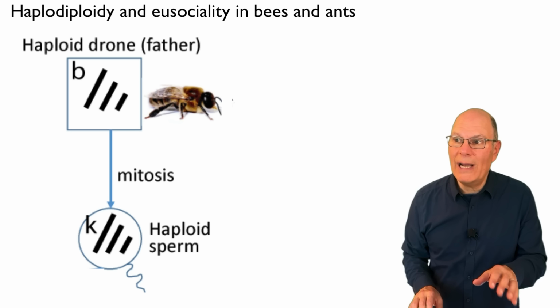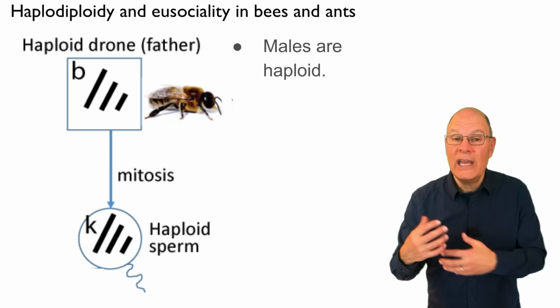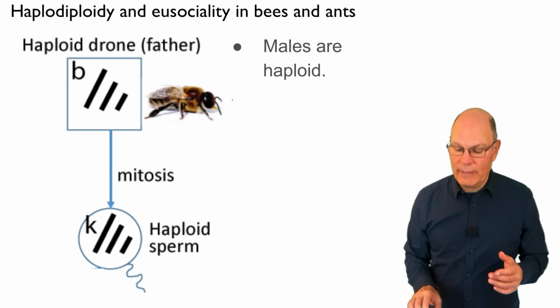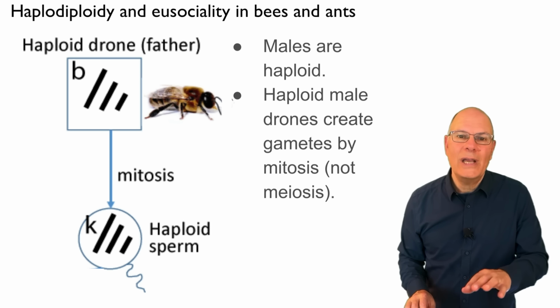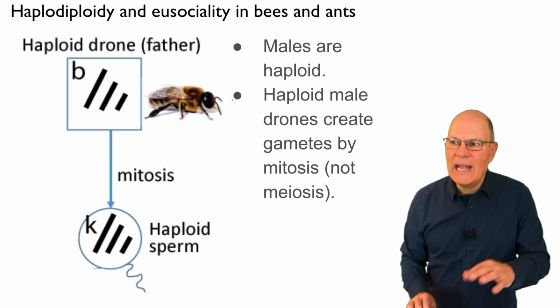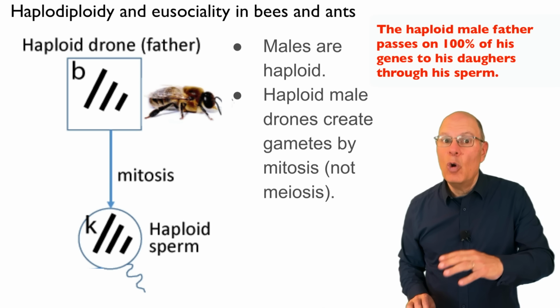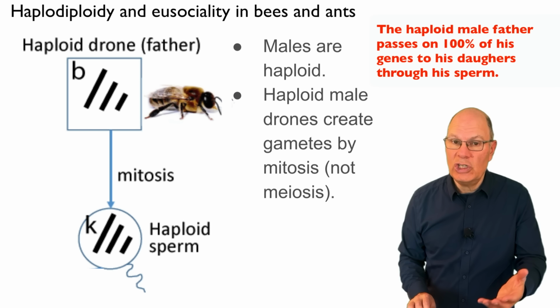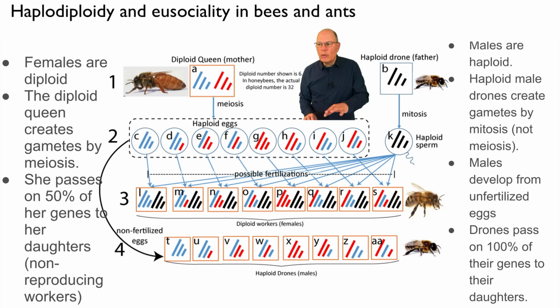In males, things are quite different. Males are haploid. They have only half the chromosomes in every cell of their body that the females do. A haploid male drone, who's reproductive, creates gametes by mitosis, not by meiosis. And what that means is that he's passing on 100% of his genes. How do you get to be a male? Males develop from unfertilized eggs that are laid by the queen, and the drones, as I just said, pass on 100% of their genes to their daughters.